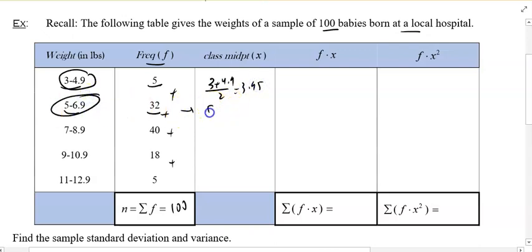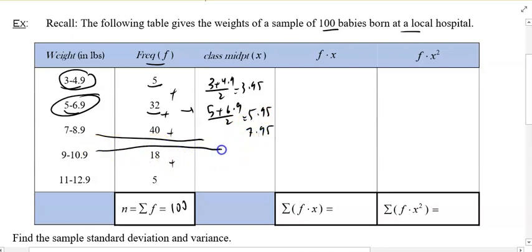Now, the midpoint, if you remember, take 3 plus 4.9 divided by 2, that's 3.95. Take 5 plus 6.9 divided by 2, that is 5.95. If you do it for this, it turns out to be 7.95. We did that already. We do it for this, that turns out to be 9.95, and for this, it turns out to be 11.95.